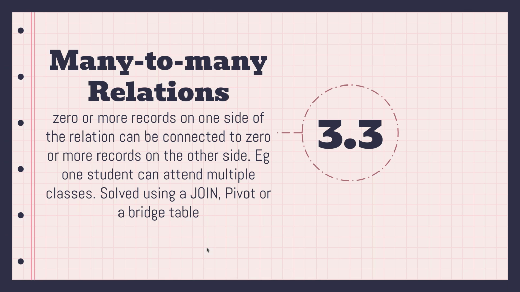So let's look at how to create a many-to-many relationship. Let me give you a quick example. Let's imagine that you're a student in a college or something. One student can take many courses, and one course can be taken by many students. So that's a many-to-many relationship. So you can have 20 students doing computer science, and computer science being done by 20 students.